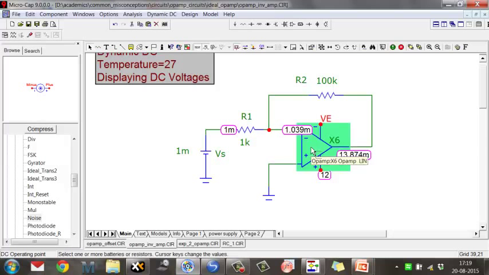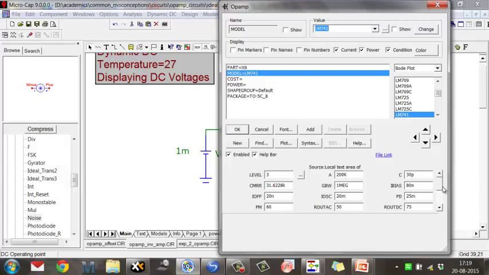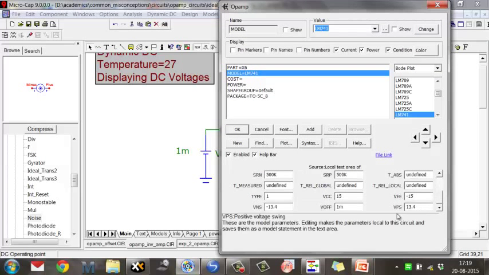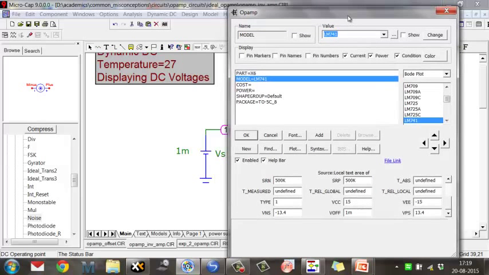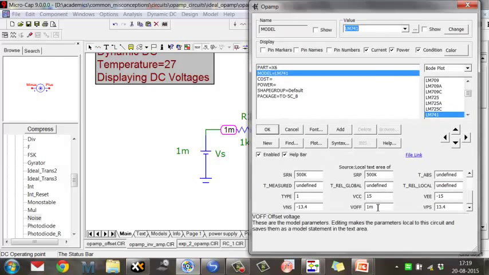Offset? Okay, so I'll double click on this and go and look at offset. Offset would be right at the end. Offset voltage here is 1 millivolt. I guess that's the value that you guys measured also, roughly around 1 millivolt, 0.5 millivolt and all that. So one can see that 1 millivolt is causing a problem. So let me make it very small. Let me make it 1 pico, 1 picovolt.